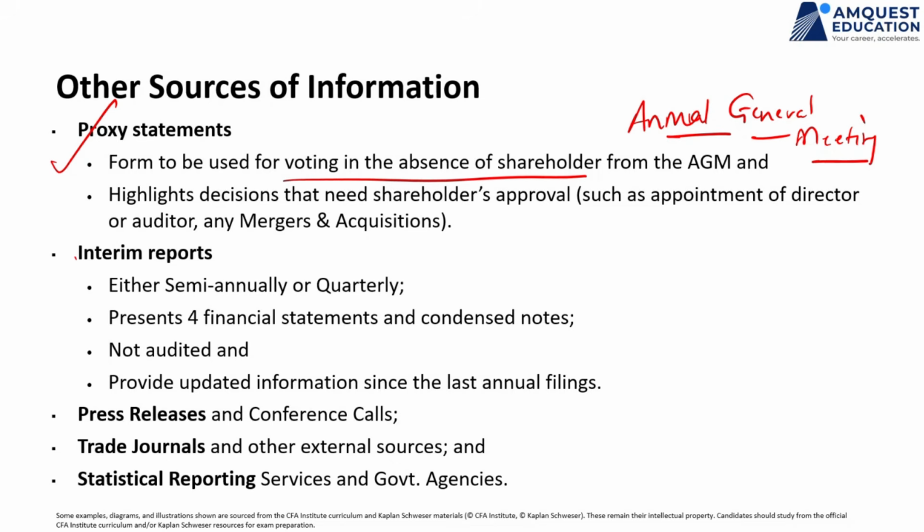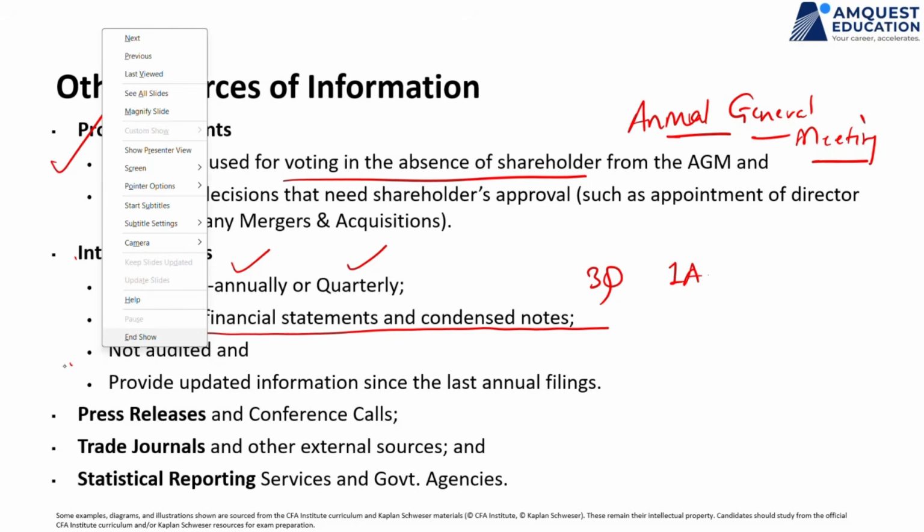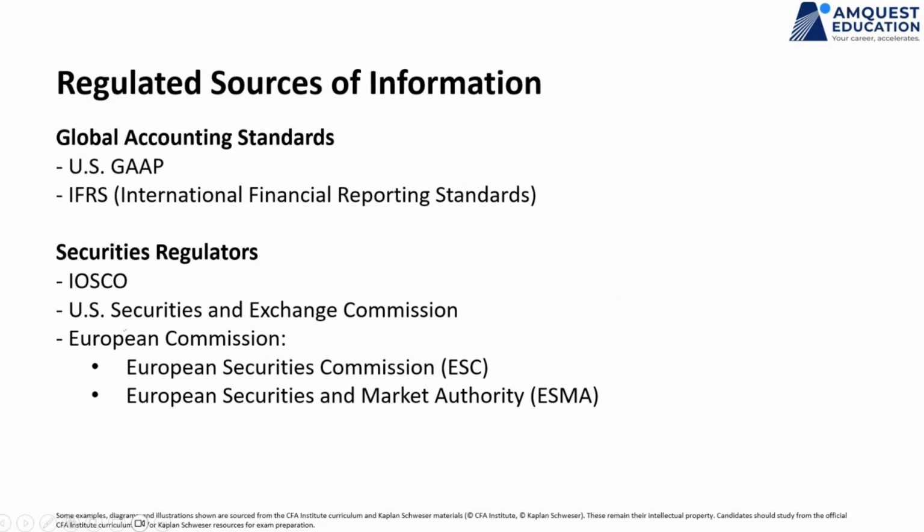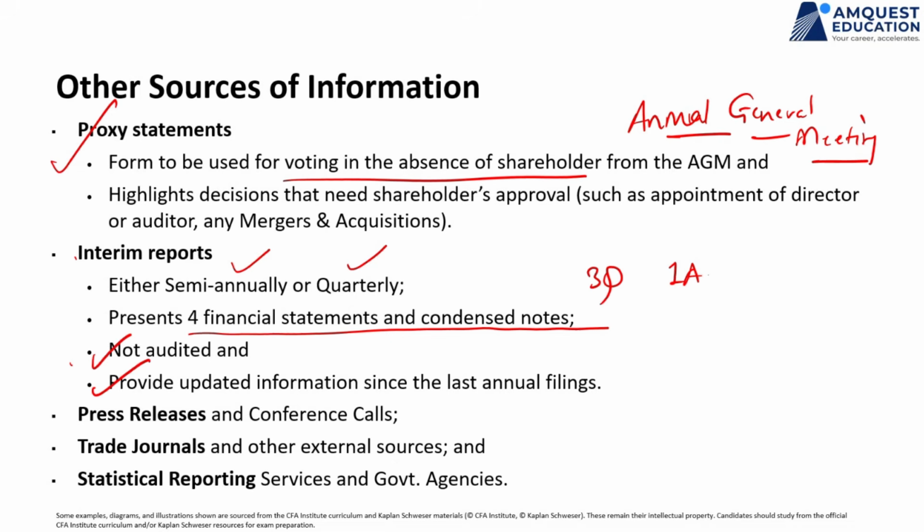Then interim reports. As I said, company issues semi-annual or quarterly reports. In US, you present 4 financial statements and condensed notes. So 3 quarterly and 1 annual. These statements are not audited, and provide updated information since the last annual filings. So these reports are again very, very useful reports. You may get, apart from these 3 quarterly and 1 annual statement, in between also you can get interim reports.